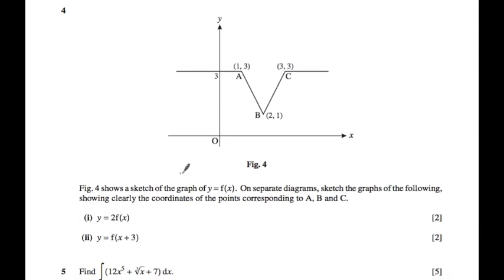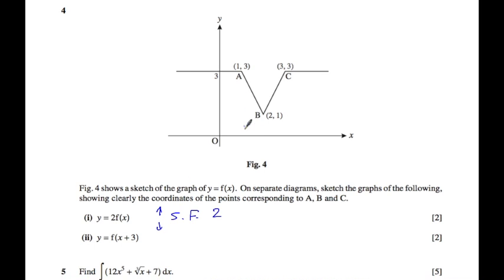So figure 4 shows a sketch of the graph y equals f of x. On separate diagrams, sketch graphs of the following, showing clearly the coordinates of the points corresponding to A, B and C. So y equals 2f of x. So this should be a kind of stretch vertically, scale factor 2, away from the x-axis. So make sure you revise your transformations if you're not sure about that.